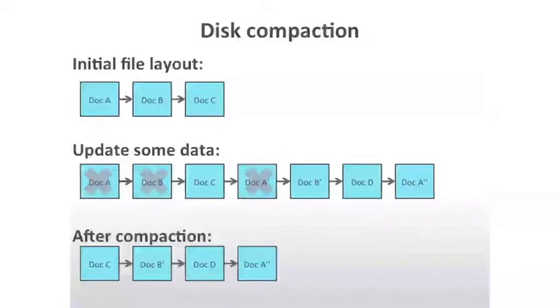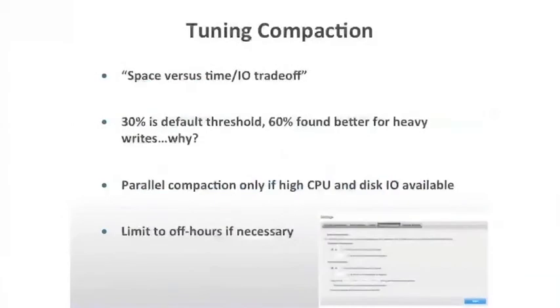This all happens automatically, in the background. It uses some disk I/O and CPU, but if the vast majority of your requests are coming into or out of RAM, you're not going to see any performance impact of this going on. And we allow you to set the threshold at which it kicks in. By default, it's 30%. For very update-intensive applications, we've seen 60% or higher be a good adjustment to make.